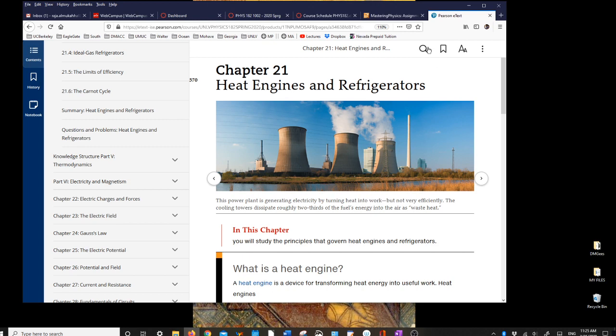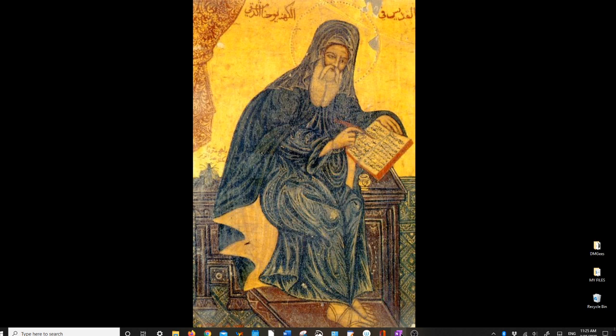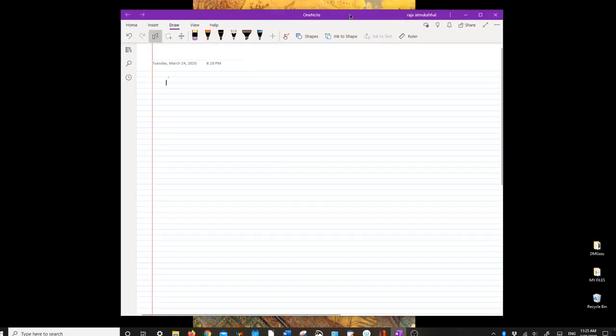But let me show you a diagram of how it works. I'll come back to the book in a minute. Here's my OneNote. So basically, you have a diagram that looks something like that. Let me draw it here.